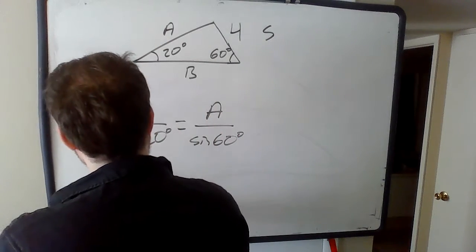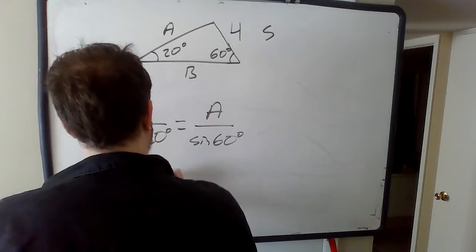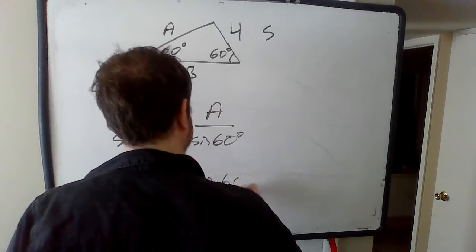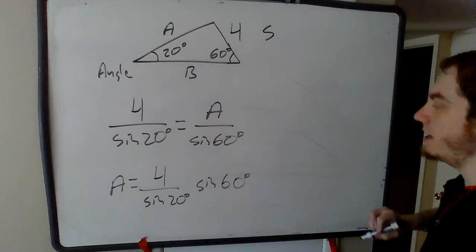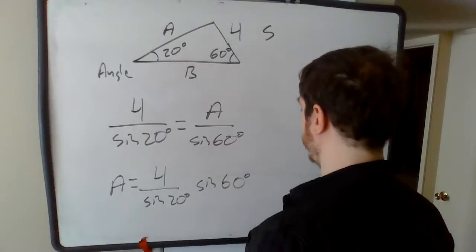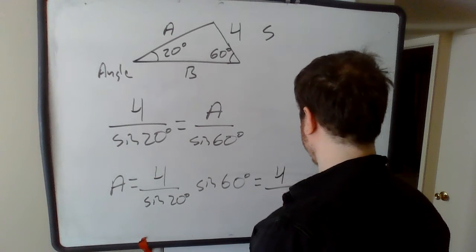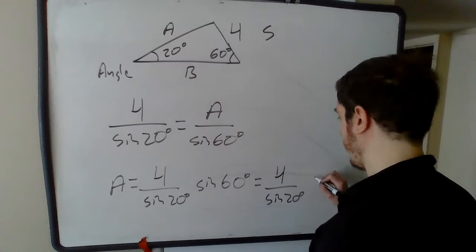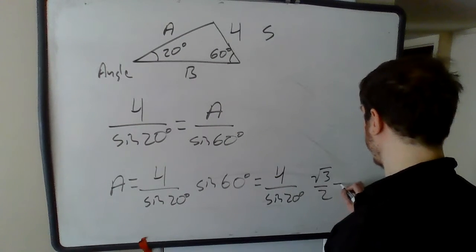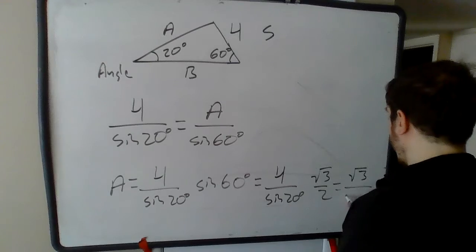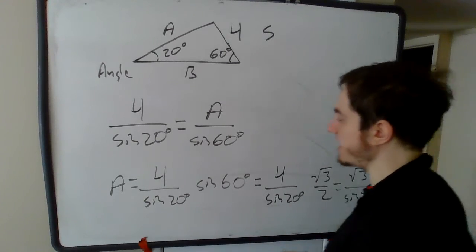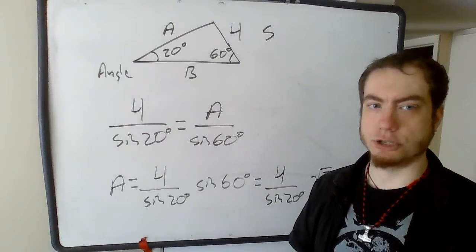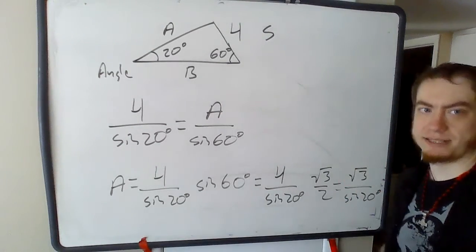And that means that the side A is going to equal 4 over the sine of 20 degrees times the sine of 60 degrees. Now, in this case, I happen to know what this is equal to. So this is equal to 4 over the sine of 20 degrees times square root 3 over 2. So this comes out to be square root 3 over the sine of 20 degrees. But the truth is, a lot of these you're just going to have random angles that you don't really know. So you should really just plug them into a calculator when you're doing these types of problems, okay?